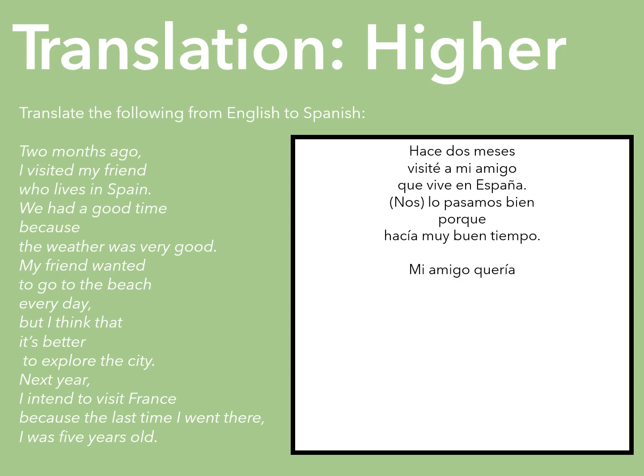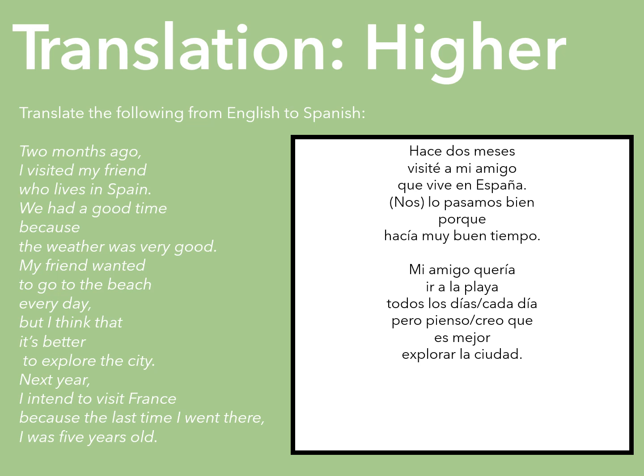My friend wanted, mi amigo quería, to go to the beach every day. Remember, quería is wanted, either "I wanted" or "he, she, or it wanted." Quería ir a la playa todos los días or cada día, either or. But I think that, pero pienso que or pero creo que, it's better, es mejor, than to explore the city. Explorar la ciudad. Next year, el próximo año, el año que viene, I intend to visit France. Tengo la intención de visitar Francia.